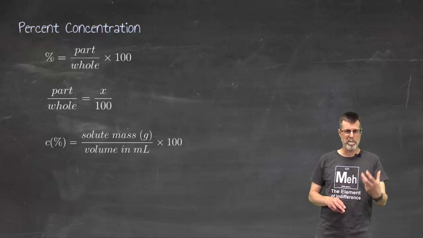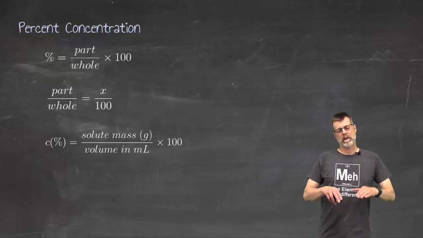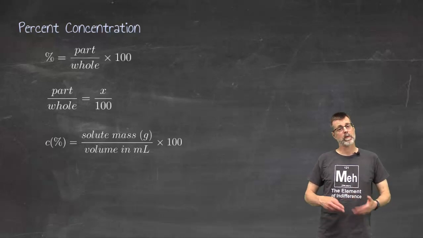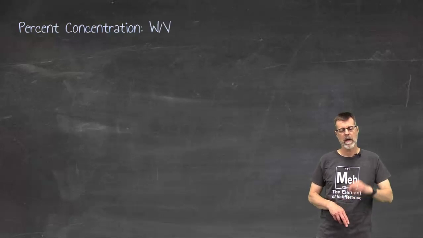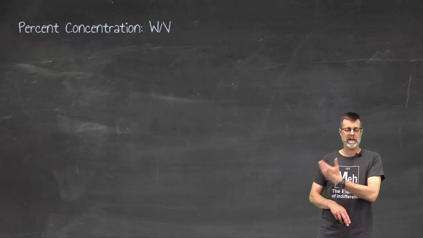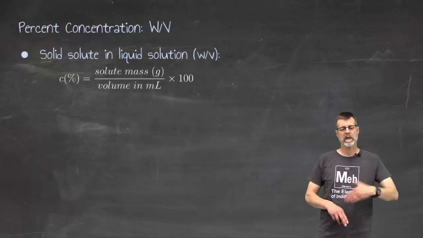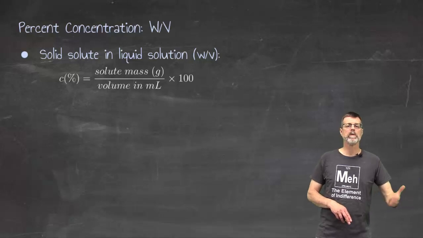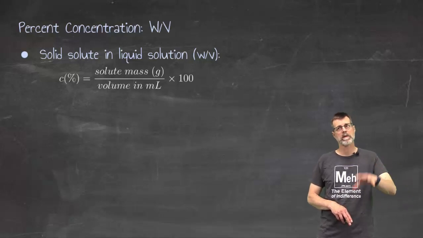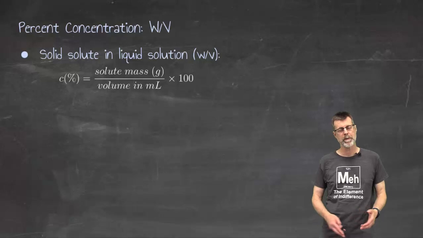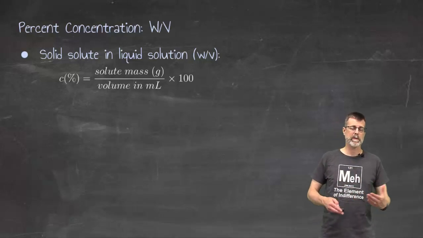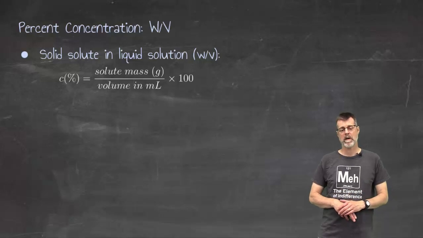For chemistry, it is the mass of the solute divided by the volume in milliliters, and then we multiply that by 100. That might take a couple of different looks, but we'll get into that as we go along. The most common one we're going to use is called WV, or weight volume concentration. It is when you have a solid solute and you find the mass of that solute, and then dissolve it into a liquid solvent to make a liquid solution, like salt going into water. In that case, the percent concentration is the mass in grams of solute divided by the total volume in milliliters. That's going to be key. Multiply that by 100.